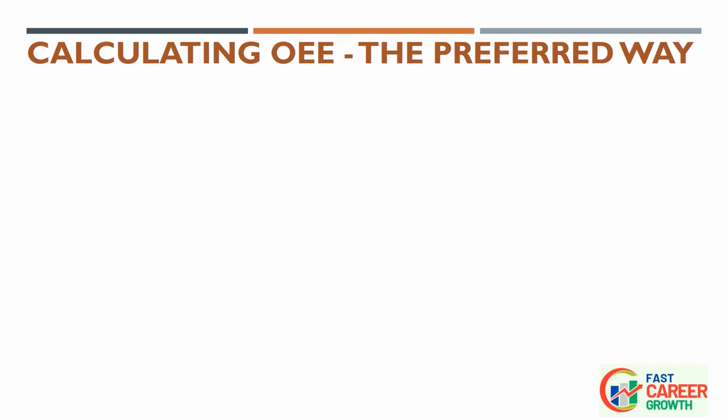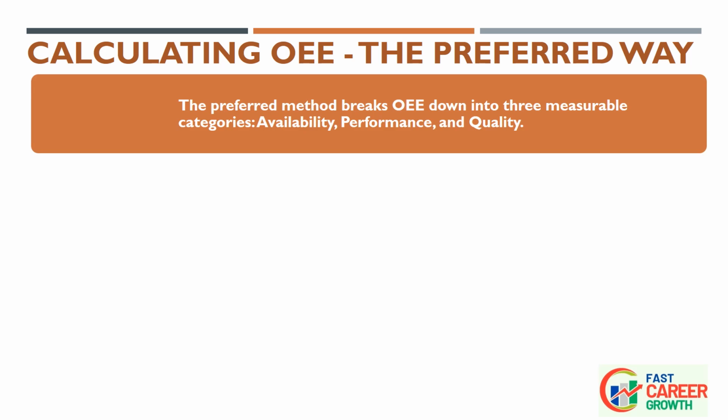Calculating OEE the preferred way. OEE is the ratio of fully productive time to planned production time. Planned shutdown is not included in OEE calculations since there is no intention of running production. The preferred way to calculate OEE is mathematically equivalent to the simple formula described above, but provides a much richer understanding of waste in the manufacturing process by breaking it down into three measurable categories.